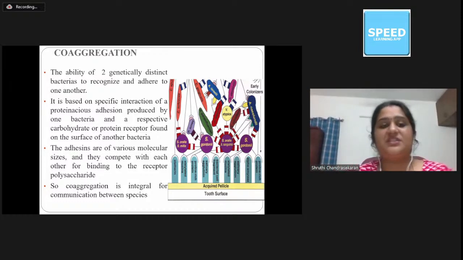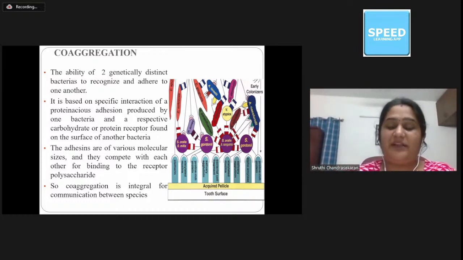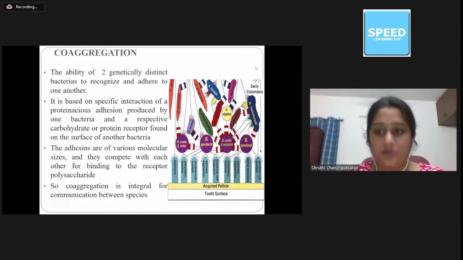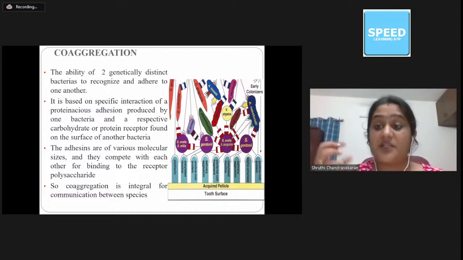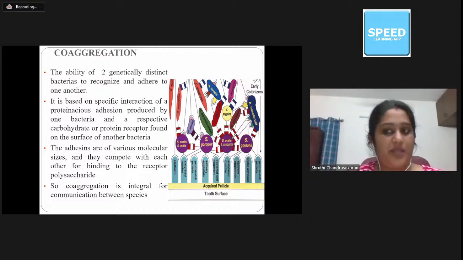So we saw how the bacteria initially attached to the tooth surface. Now we have to understand how the genetically different bacteria attach to each other, right? This process is called co-aggregation. This co-aggregation is based on specific interactions between proteinaceous adhesins on one bacterium and the respective receptor, which is usually a carbohydrate or a protein receptor, present on the other bacterium.